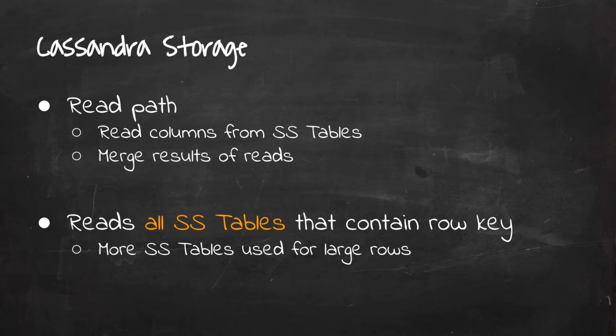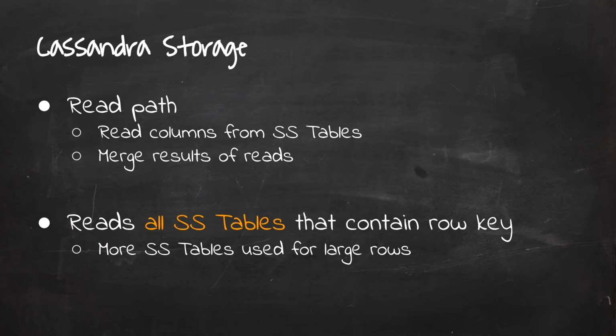The way Cassandra does its read path is also fairly straightforward. It goes to the SS table and works out if that SS table has the row key that you're after, gets that result, and then goes to all the other ones that have it, and then merges it and sends it back to you. So basically it's reading all the SS tables that contain that row key. And obviously the more SS tables you have with that row key, the more it has to look through.